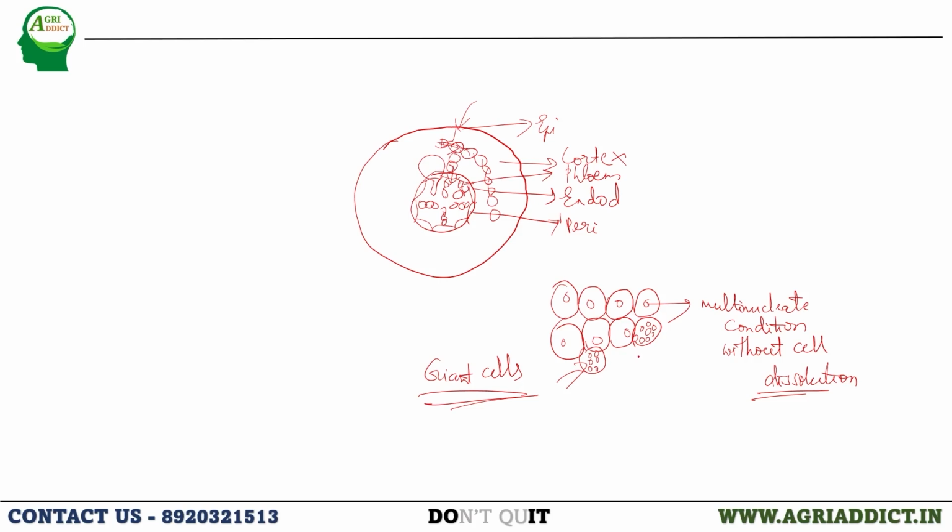The formation of giant cells is essential for a successful host-parasite relationship, because if a nematode fails to induce the formation of these feeding sites, then it shows that it is a non-host, or a poor host for the root knot nematode, and that leads to an incompatibility between the host and the root knot nematode.